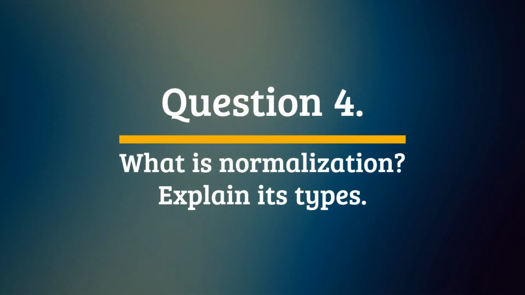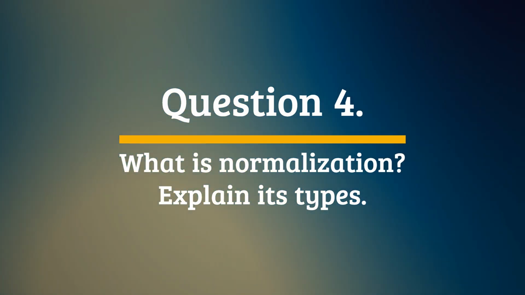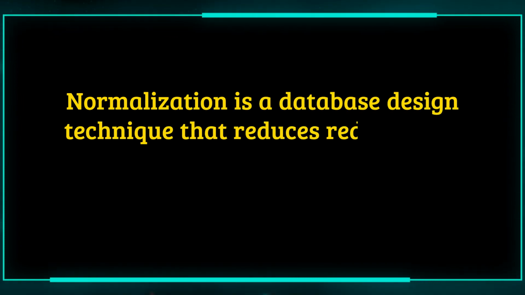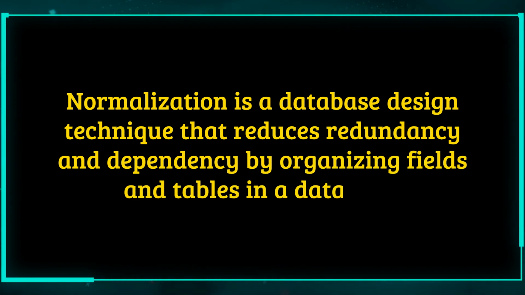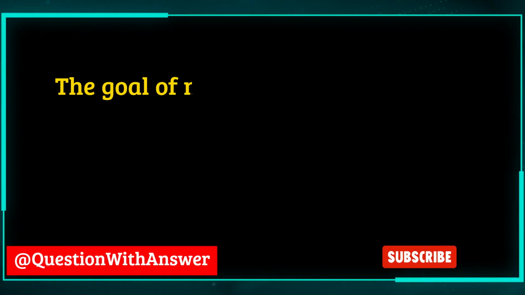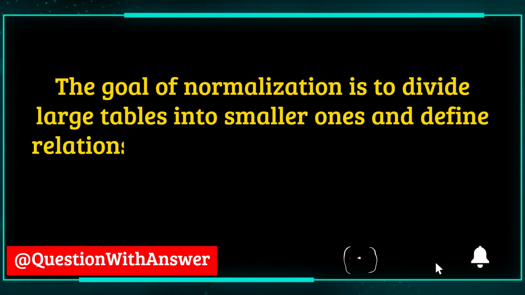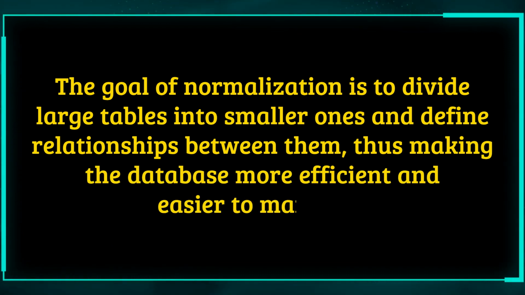Question 4. What is normalization? Explain its types. Answer. Normalization is a database design technique that reduces redundancy and dependency by organizing fields and tables in a database. The goal of normalization is to divide large tables into smaller ones and define relationships between them, thus making the database more efficient and easier to maintain.